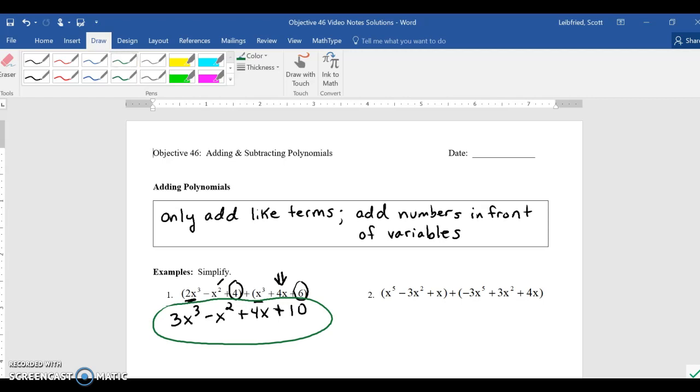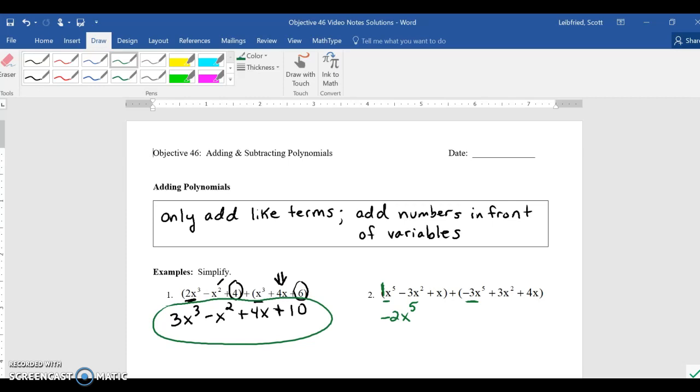Look at number 2. X to the 5th minus 3x squared plus x plus negative 3x to the 5th plus 3x squared plus 4x. So again, identify the like term with x to the 5th. We have negative 3x to the 5th. So 1, remember there's a 1 in front of here. 1 plus negative 3 is negative 2x to the 5th.